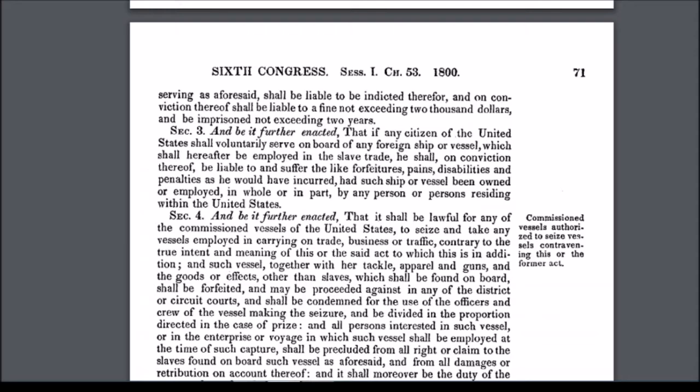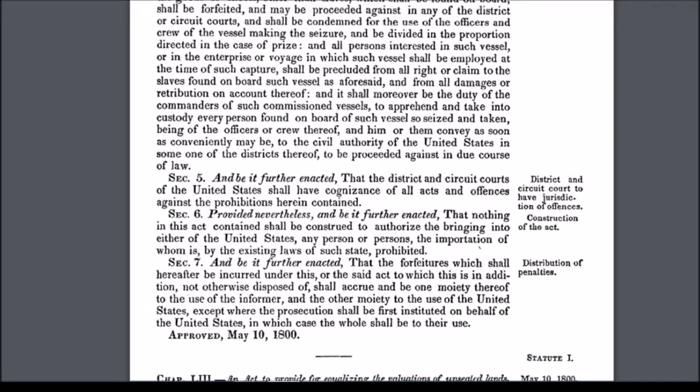And for the rest of it, I won't read section 4, 5, 6, or 7 to you. But if you wanted to go through and read those as well, feel free. But I just want to say that this is just adding two penalties that already existed with the Slave Trade Act of 1794, dealing with transportation of slaves.